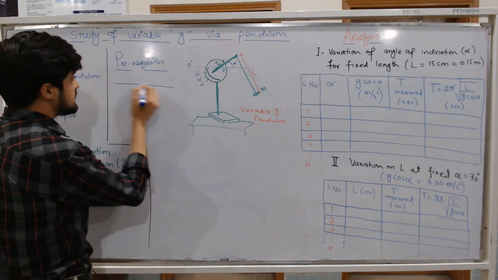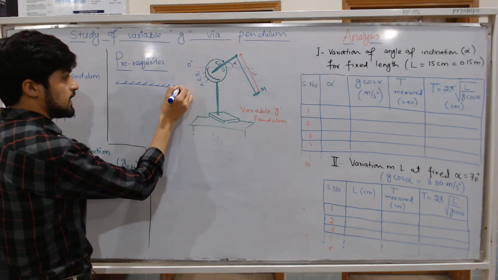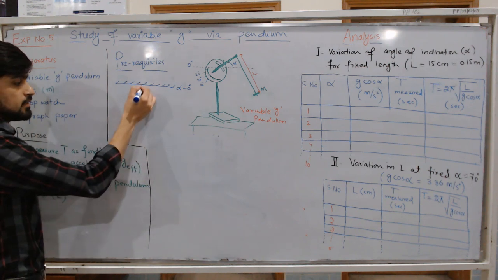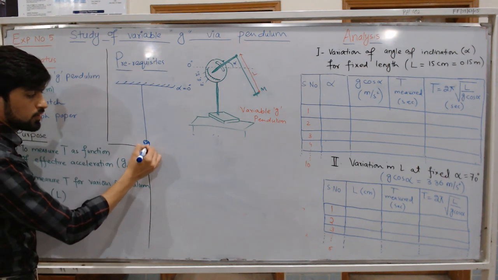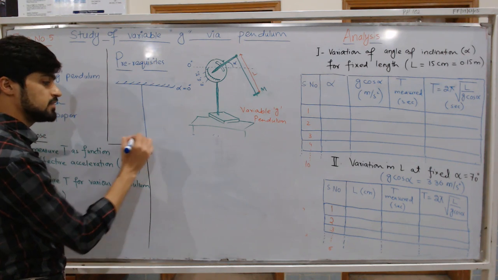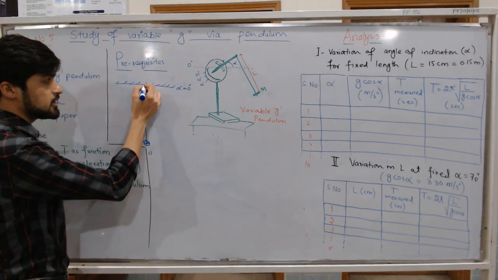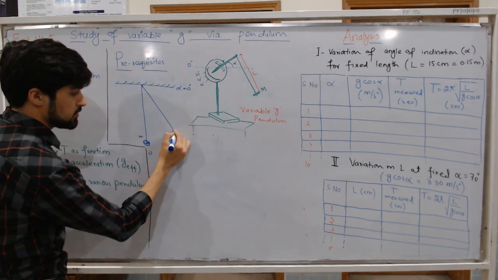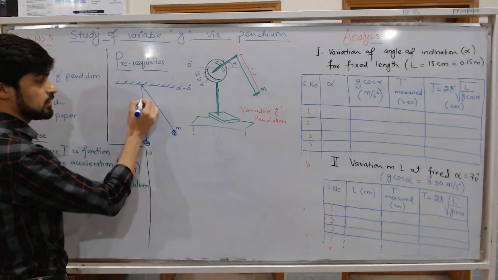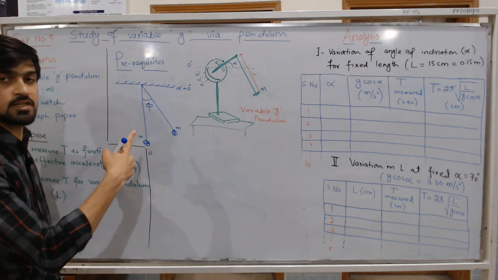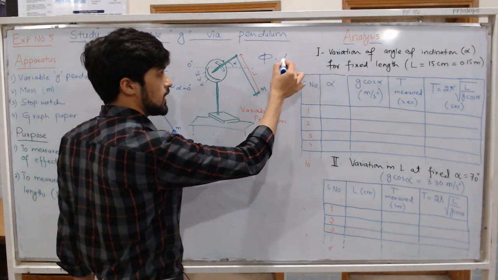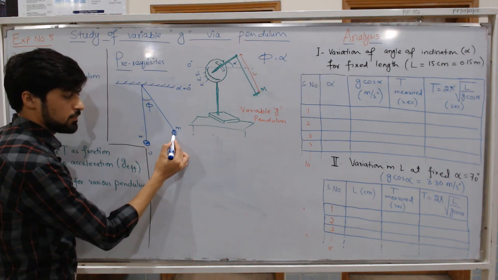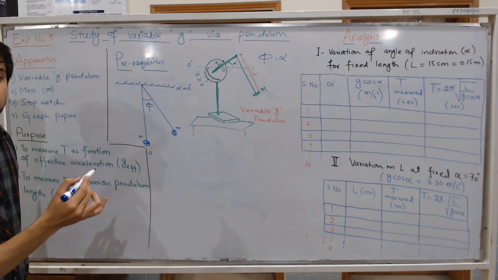Now if this is, let's say, our simple pendulum, and the angle of inclination for this case is 0 degree. And let's say this is at mean position O. The mass is attached at the other end, or this is a bob of mass M. And I displace this bob from this mean position to this position. So the pendulum will cover some angular displacement, and we call this angular displacement phi. So we know the difference between phi and alpha.